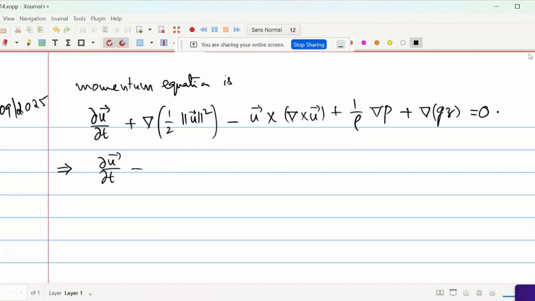So del u by del t plus gradient of half, whatever restriction comes, we will see. Okay, that time I will write it. So this one minus this we write as U cross omega. Okay, that is your vorticity vector. This is your vorticity vector. That is your vorticity; we have defined it already.